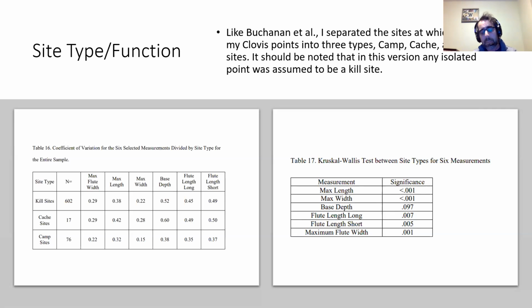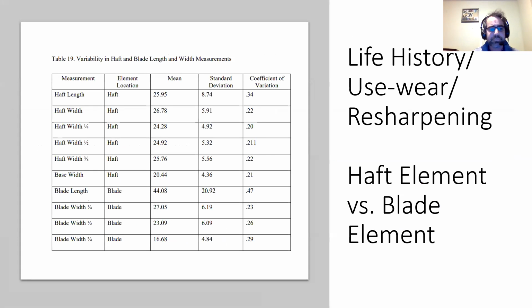What I tend to do is run my study or analysis with the cache points and without the cache points, and then with the camp points and without the camp points, because they're on the two ends of the spectrum, whereas the kill or undetermined points tend to be in the middle in terms of size and shape. But you really have to take into account the cache points because for the most part, I'm not saying this for all cache sites, but for the most part, they are significantly different, at least the ones in the Northwest.